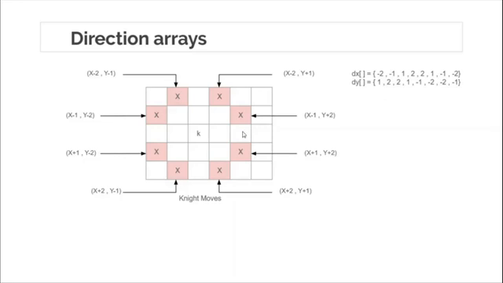When you are applying DFS or BFS on a 2D grid, defining the direction array is most important. If you mess up with this, you mess up the algorithm. So make sure that you define the direction array properly.